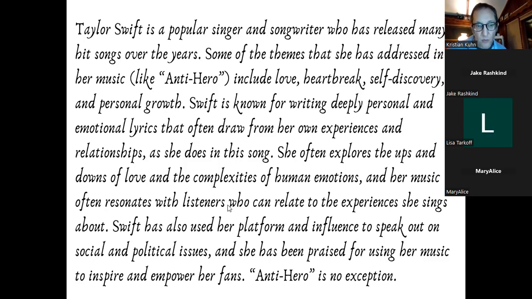Like, I would immediately spot this. So, one, it kind of gives a cursory overview of Taylor Swift's entire catalog. And I love that ChatGPT did this, parentheses, quotation, anti-hero, parentheses. It's like it forgot what it was talking about. And then, if you're familiar with the song Anti-Hero, it's not a song about love. It's not a song about heartbreak. It is kind of about self-discovery and personal growth. So ChatGPT actually did a misread of the song, right? So love and the complexity of human emotions, it's not about that. So ChatGPT actually did a misread.